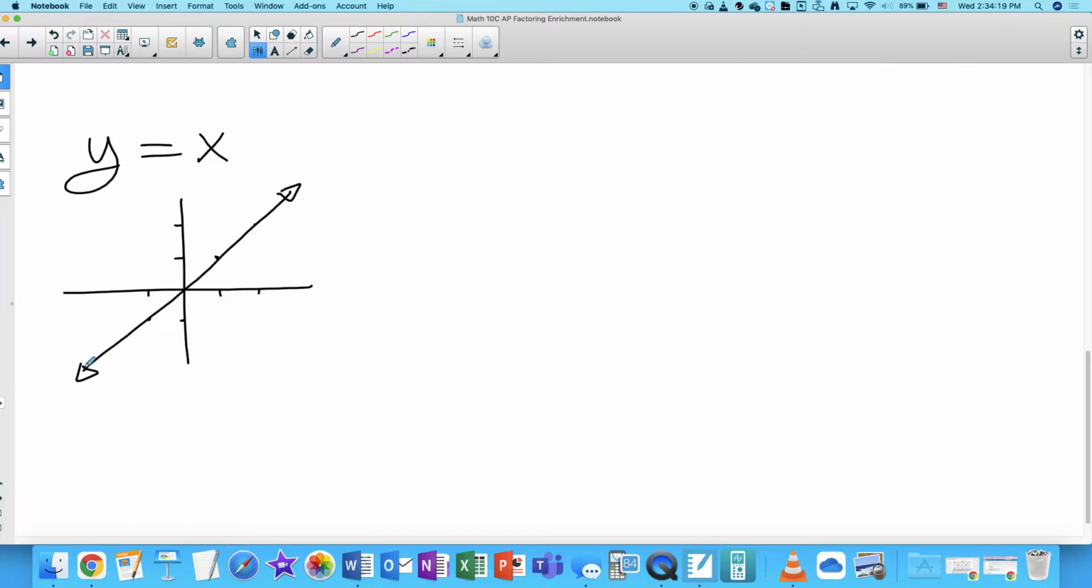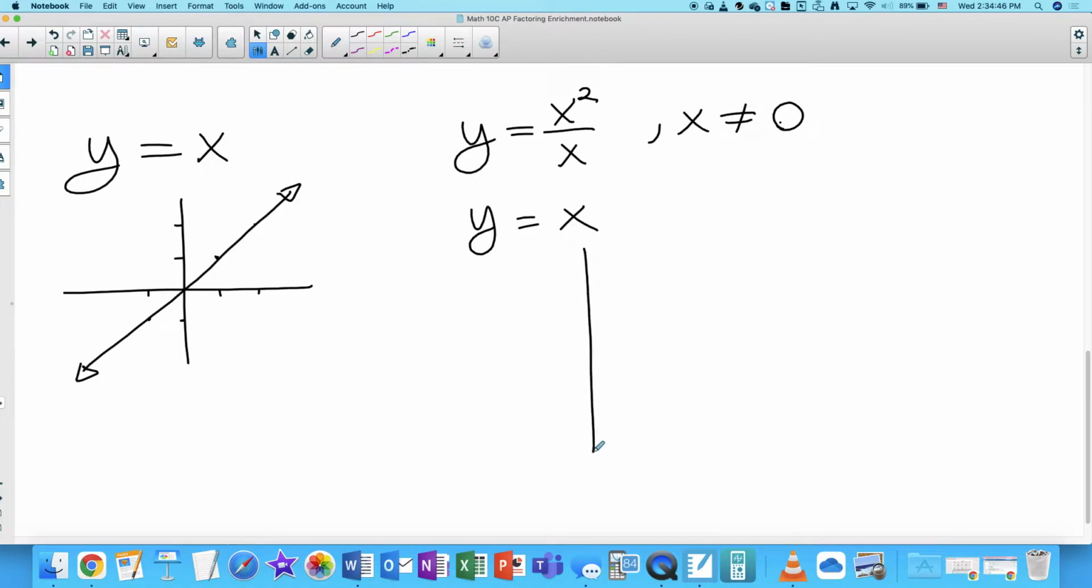Okay? Let's consider this. Okay, so looking at this rational expression, what would the non-permissible value be? 0. X cannot equal 0. Okay, now does this simplify? X squared over x? What is x squared over x equal to? Okay, so it's going to look like that, but when x equals 0, there's actually a hole in the graph.